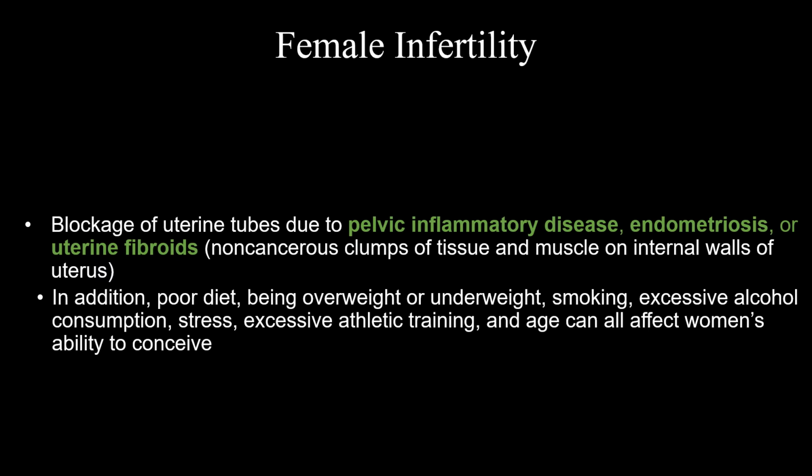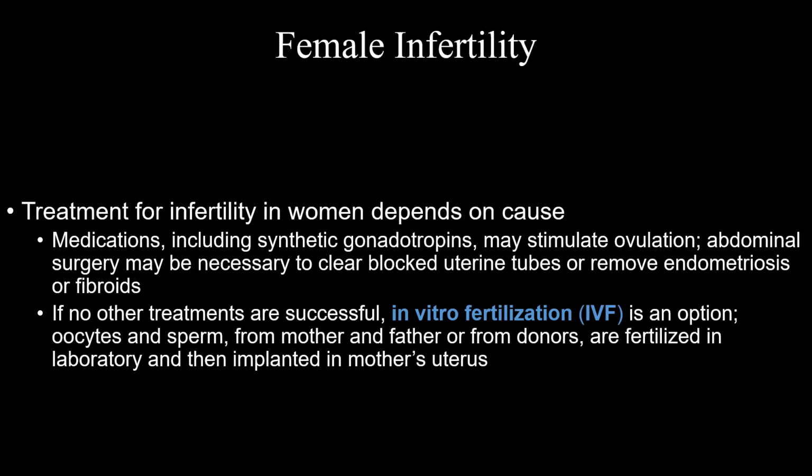Now, treatment for infertility depends on the cause. There are medications, including synthetic gonadotropins, that may stimulate ovulation. Abdominal surgery may be necessary to clear blocked uterine tubes or to remove any endometriosis or fibroids. And if no other treatment is successful, IVF, in vitro fertilization, is an option. It's an expensive option, but it is there.